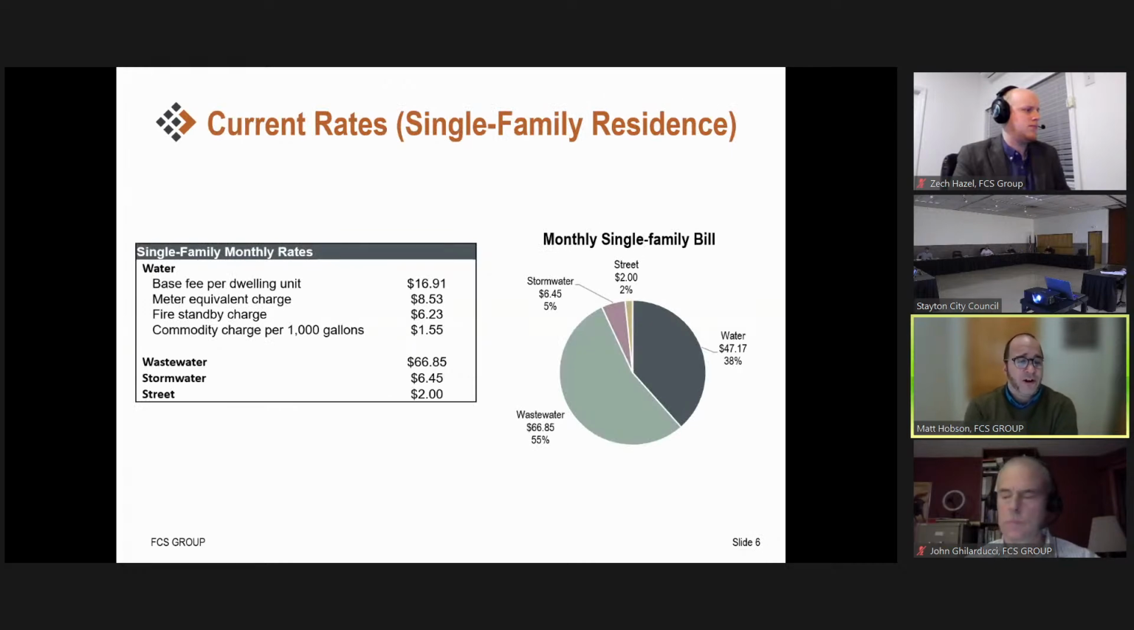As a primer as well, our current rates for the four utilities are itemized here in the table on the left. A typical monthly single family bill, and the percent and dollar amounts from each of those utilities, is itemized in the pie chart to the right. A little over half of a typical single family residential bill is comprised of the wastewater portion, followed by water, stormwater, then finally streets.